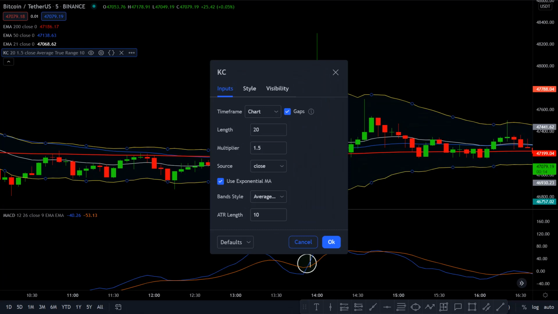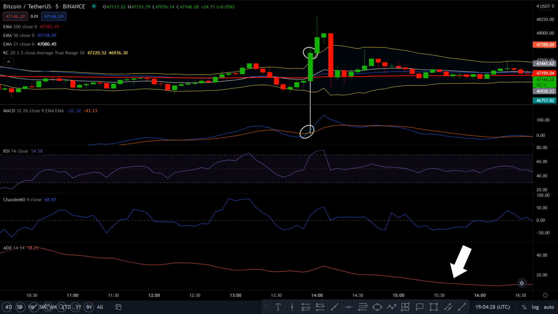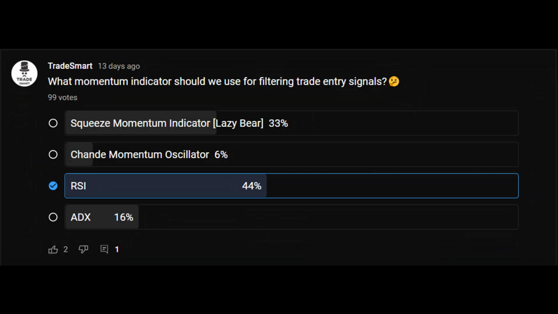The fourth indicator is also a filter indicator, but this time we are going to filter for momentum changes. The general rule here is that the trend is your friend, just like momentum. To reach relatively far price targets, we need strong momentum in line with the trade's direction. For representing the momentum, we can use a lot of different indicators like the RSI, the ChandeMO, or the ADX. Out of the 4 options I gave you, you chose the RSI as our momentum filter indicator, so we are going to use that one.